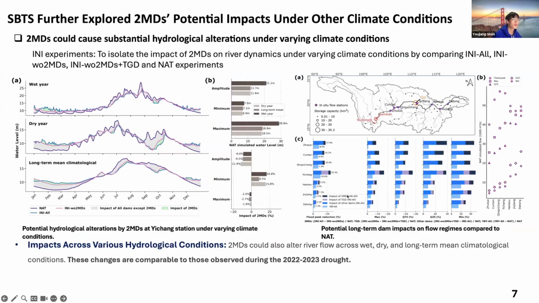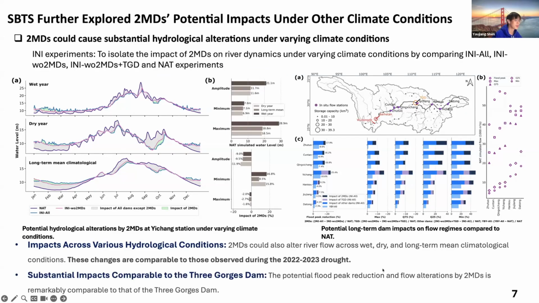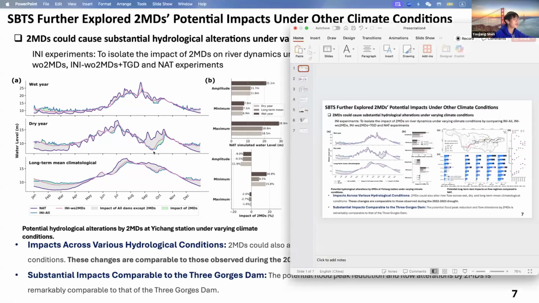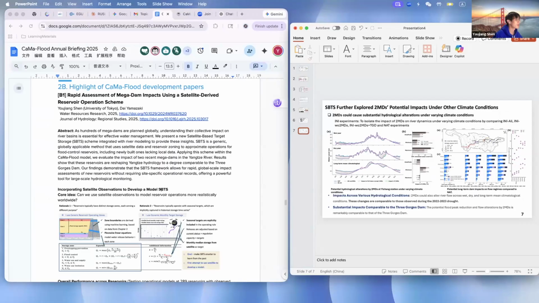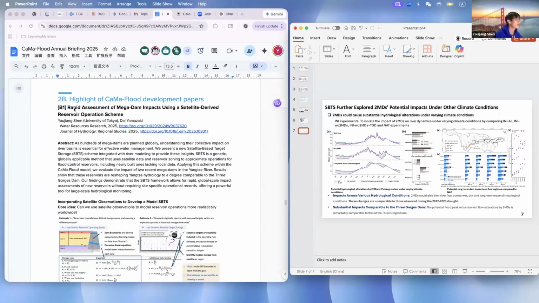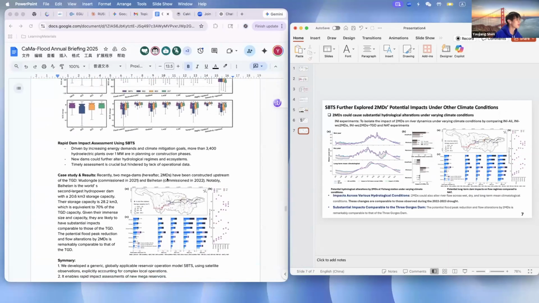And here, we further examined the hydrological alterations in different metrics like flood peak reduction and different percentile flow alterations. And we found that the alterations are comparable to the Three Gorges Dam. And here is the overall picture. So you can find the reference here. We used satellite observations to develop a satellite-based model, SPTS, and we do a live application, and we can see the rapid assessment for mega dam impacts. So that's all, the conclusion.